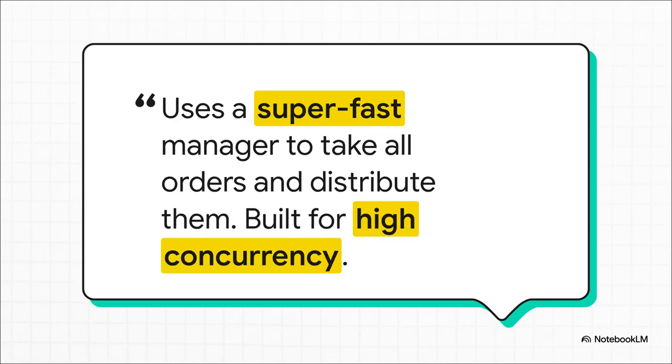NGINX completely flips the script. Instead of a waiter for every customer, it has one super fast manager at the front door. This is called an event loop. That one manager takes all the orders from every customer and then efficiently passes them off to a small, skilled team of cooks. This whole system is designed from the ground up to handle a massive number of people at the same time, without even breaking a sweat.